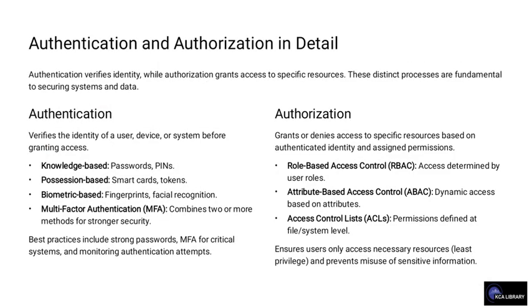For authentication and authorization in detail, authentication verifies identity, while authorization grants access to specific resources. These distinct processes are fundamental to securing systems and data. Now, we've said authentication is the verification of the identity of a user, device, or system before granting access. You can see it in terms of knowledge-based, such as passwords and PINs, and another is possession-based, such as smart cards and tokens.